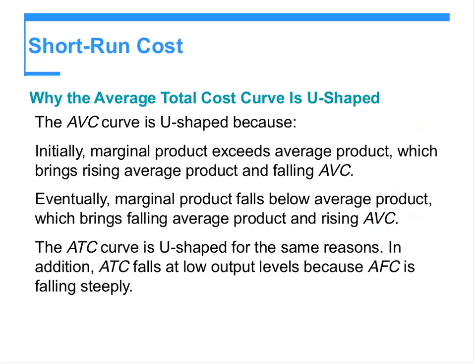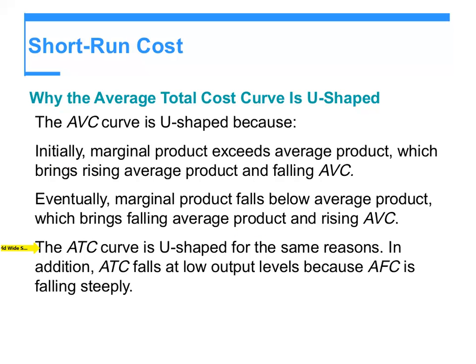Why is the average total cost curve U-shaped? We are now going to talk about why the average cost curve, the one that we showed you so far, is U-shaped. As you know, the AVC, which is the average variable cost curve, is U-shaped because initially marginal product exceeds average product, which brings rising average product and falling AVC. And on the other side, eventually marginal product falls below the average product, which brings falling average product and rising AVC. That causes the AVC to go first down and then start increasing.